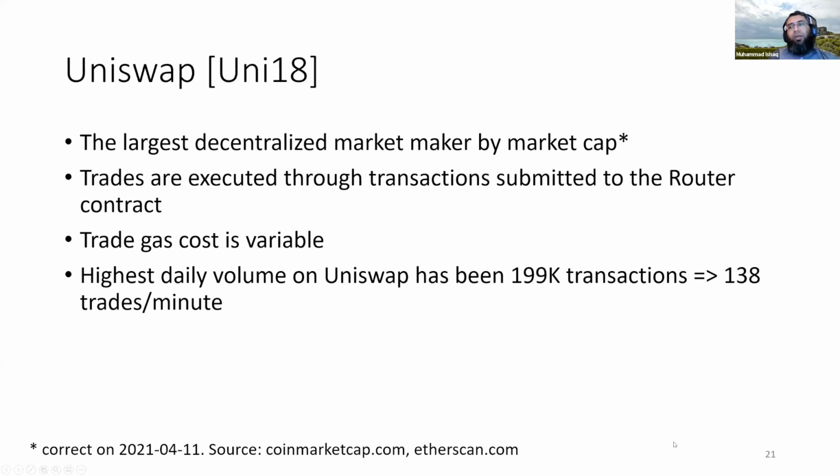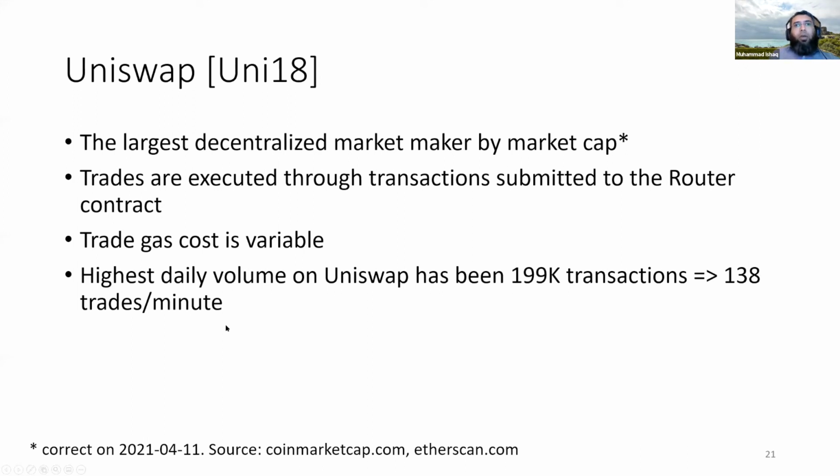Trade cost is variable because it depends on the trade itself. And the highest daily volume on Uniswap that we noticed, correct as of 11th April, so maybe it has changed, was 199K transactions in 24 hours. That translates roughly to 138 trades per minute.